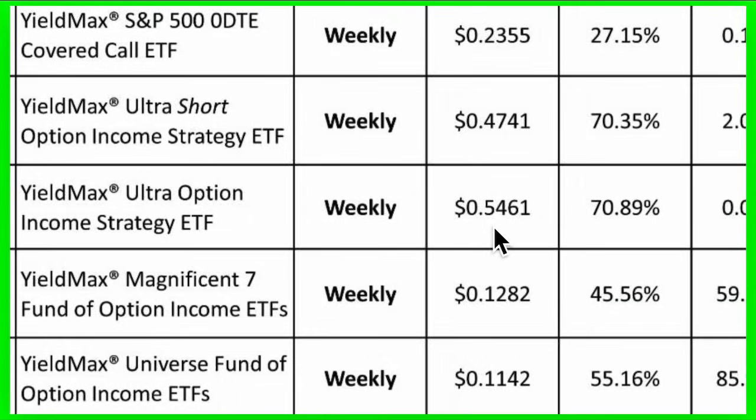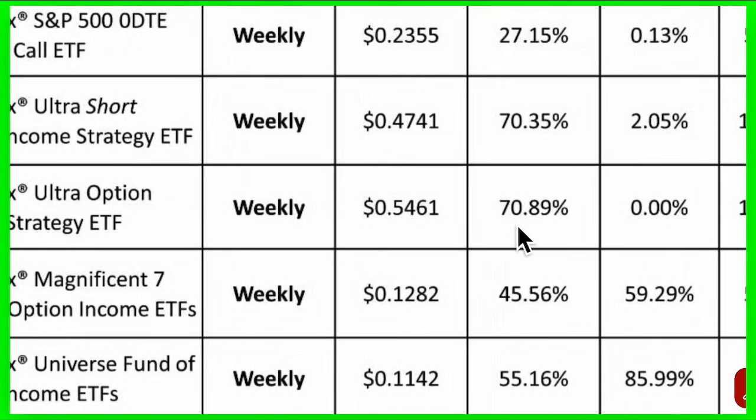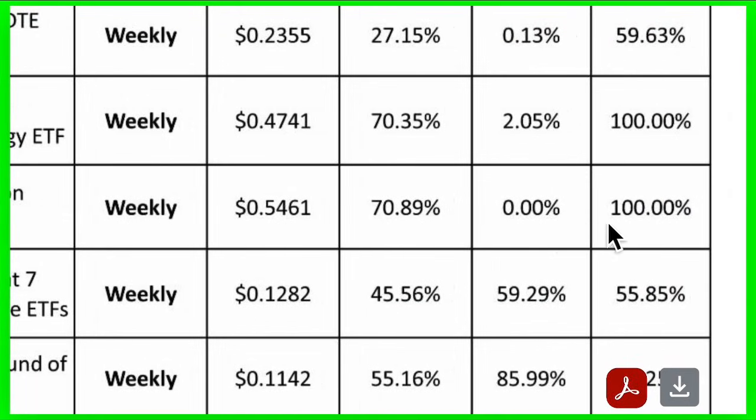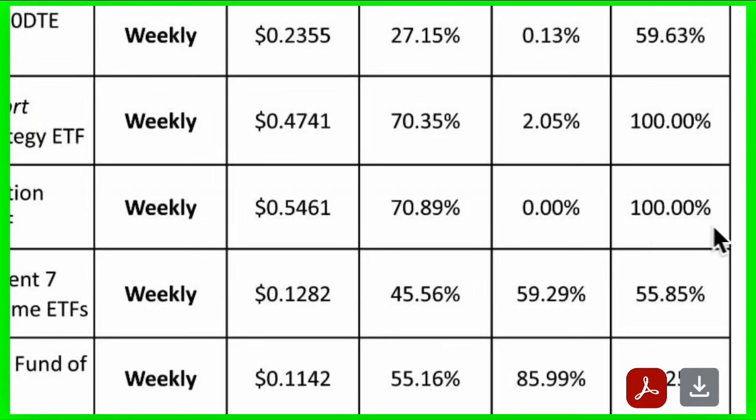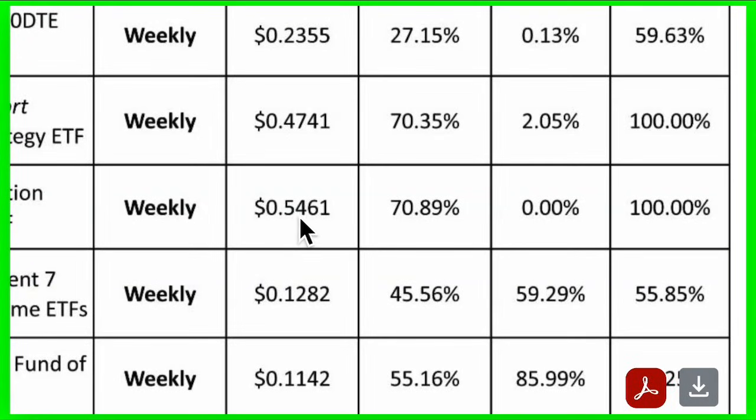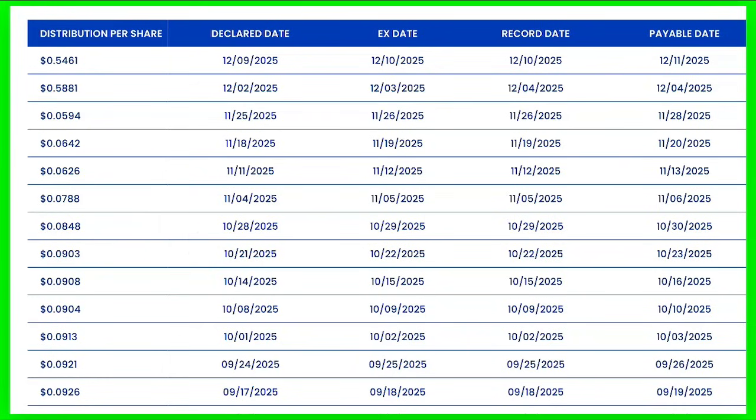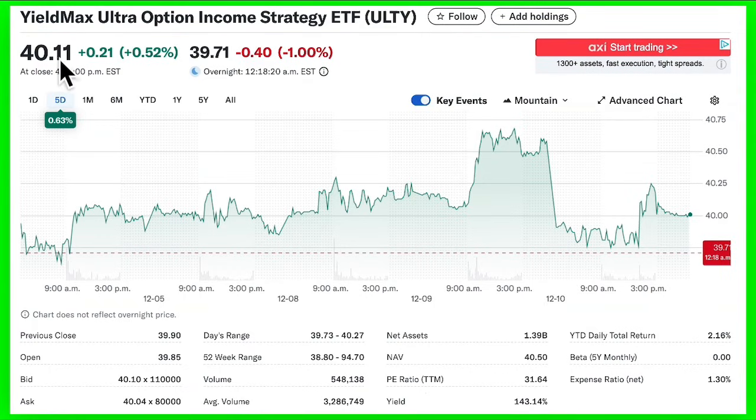As for ULTY, they are going to pay 55 cents, and that's about 71%. For return of capital, it was 100%, meaning of the 55 cents you're going to get, 100% of that came from return of capital. Here is ULTY distribution history. As you can see, the distribution they paid last week versus what they pay this week is a little bit lower. So Ultra Option Income Strategy ETF, ULTY, price is 40.11.